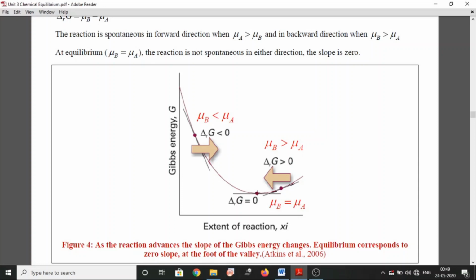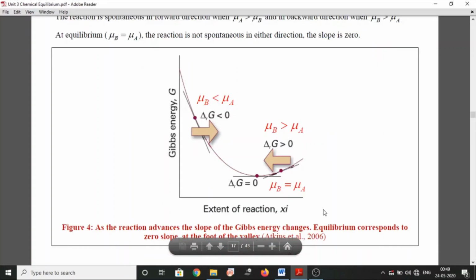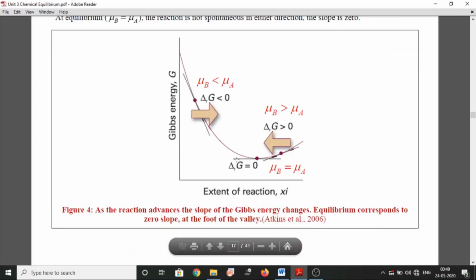I have said only one condition to find out the equilibrium, that at equilibrium the free energy of the reaction is 0. That is the first condition we have discussed. One more way of finding the equilibrium state is the slope. The slope of Gibbs energy is 0. At equilibrium, the slope of the reaction Gibbs energy is 0.